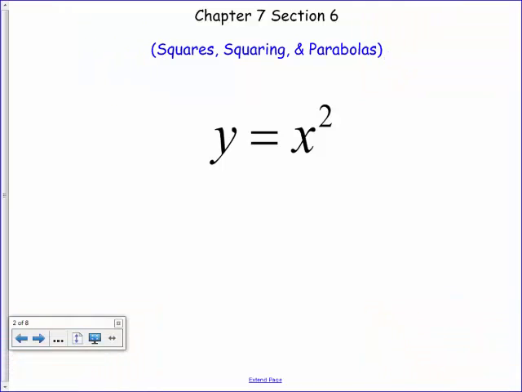All right, the other day we dealt with equations with absolute values, so now let's go into squares and squaring, and essentially what gives us graphs of parabolas. So what we're going to be dealing with is this guy, y equals x squared. This is kind of the base thing that we're looking at.